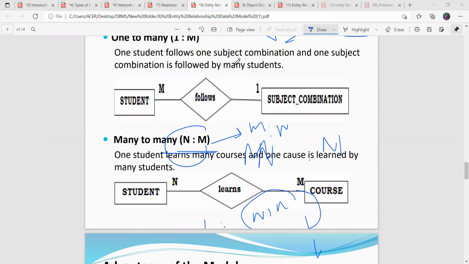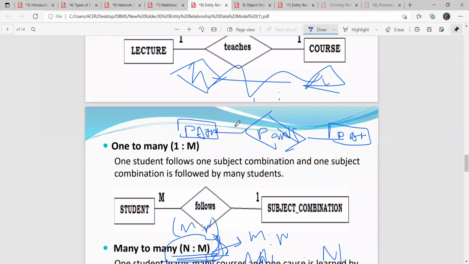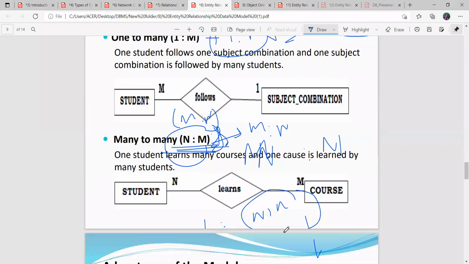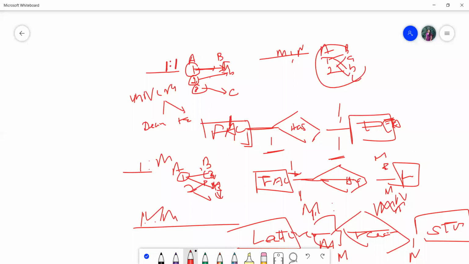Okay, ma'am. Many to many relationship. Okay. I'm going to explain it again. This can be taken as M to N. Both are correct. One to one, then one to many. This also can be taken like this, one to N. Okay. I'm going to explain this one again.